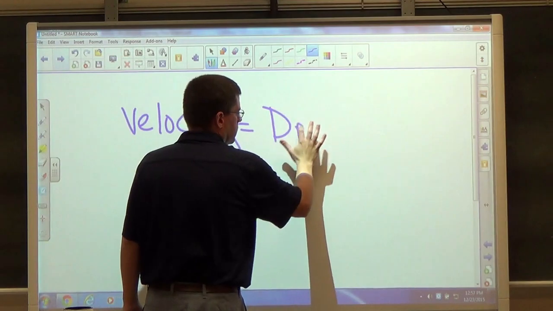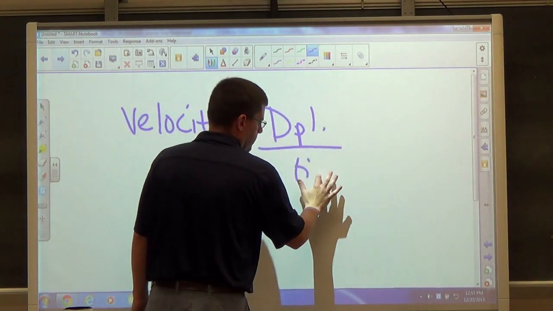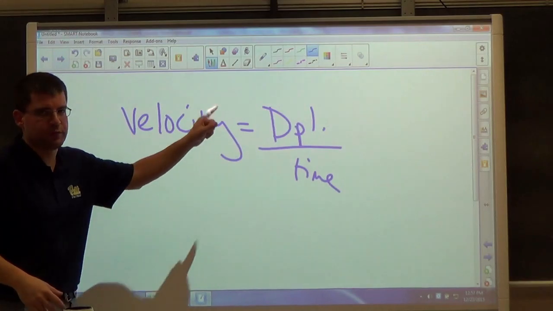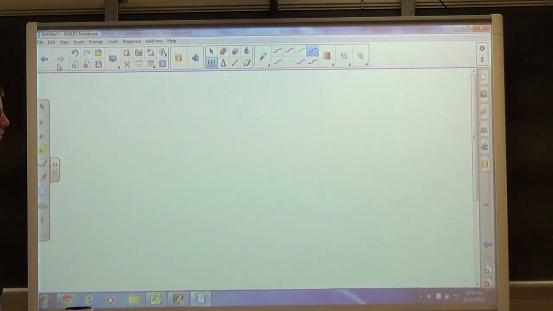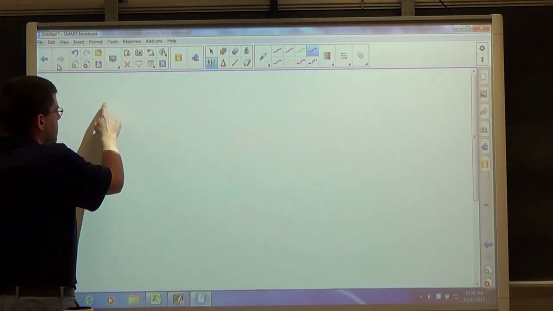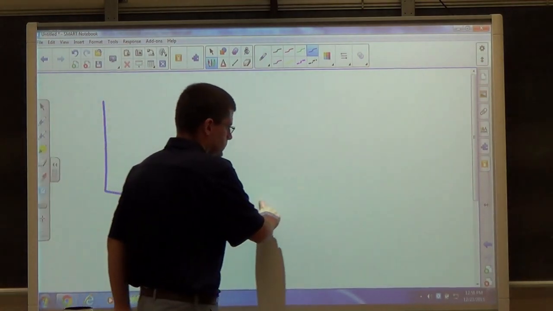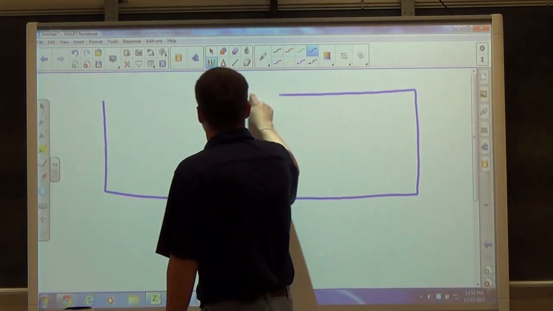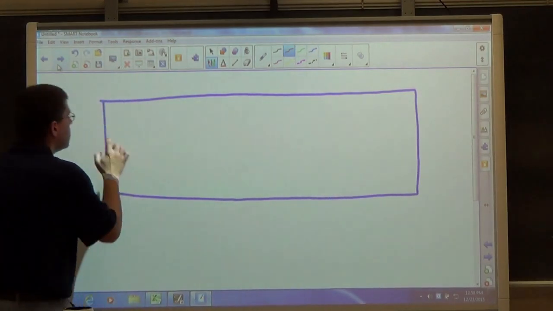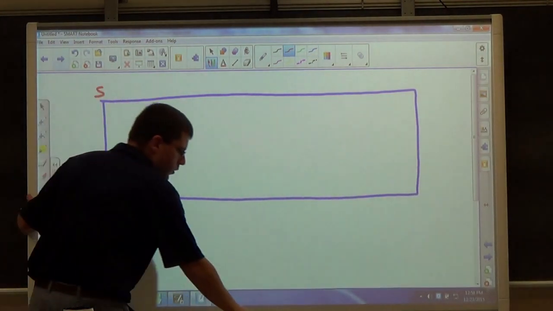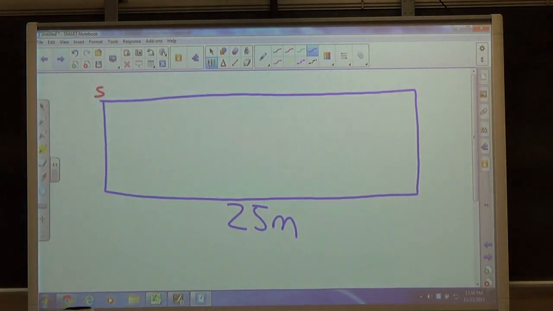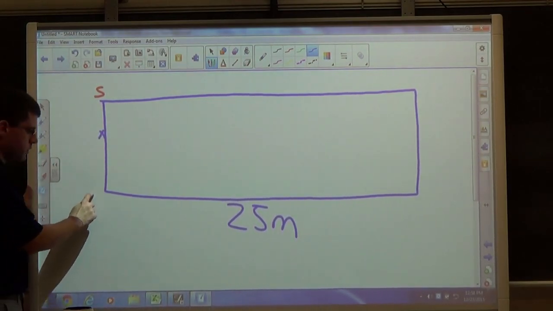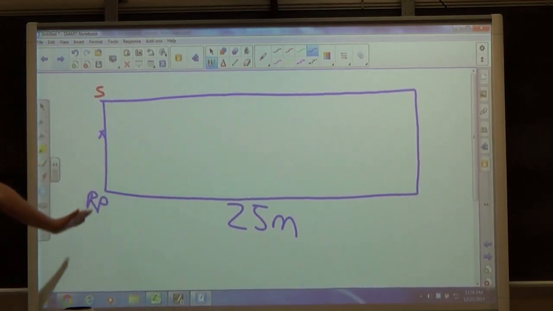equals displacement over time. Now, we're going to analyze what the difference between distance and displacement is. Time is time. So let's take a look. Here's a swimming pool, and here's the starting line. Start, and we have a pool that is 25 meters long. Let's say a person starts here. This is the reference point, the point of comparison. We'll call that the starting line.